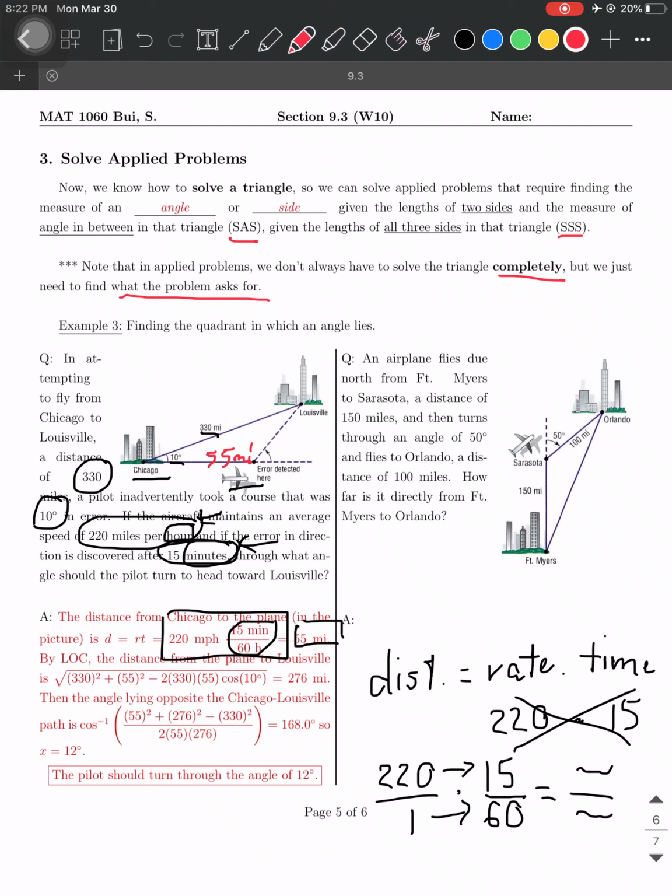And now that we've used up all the data, let's talk about the question. The question is asking us for the angle that the pilot should turn to head to Louisville. So let's call this outside angle X in here. But if you notice, the angle X is not even a part of our triangle. So let me move the 55 over here really quick just so I have space to write out another angle in here.